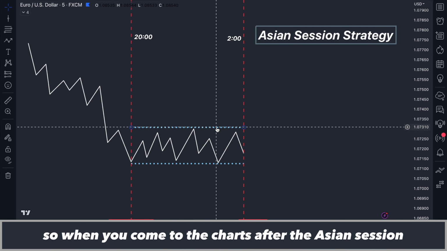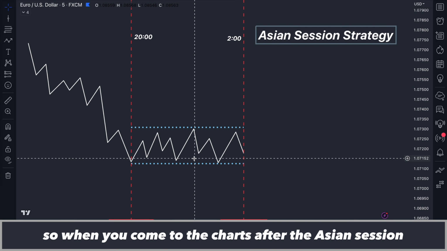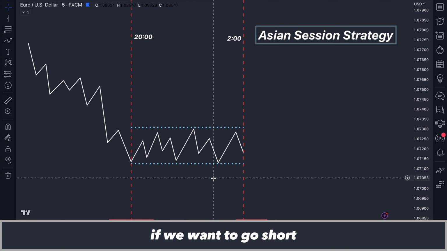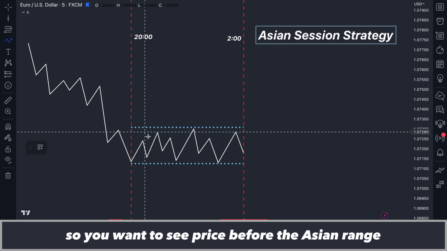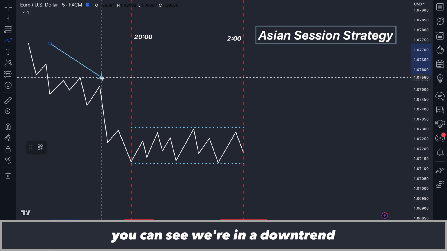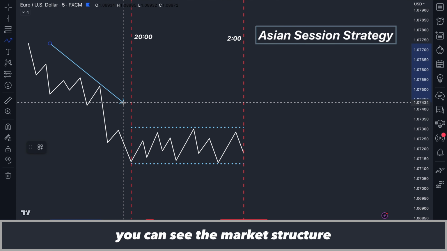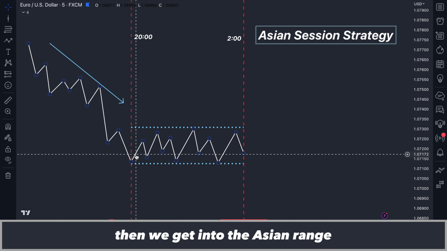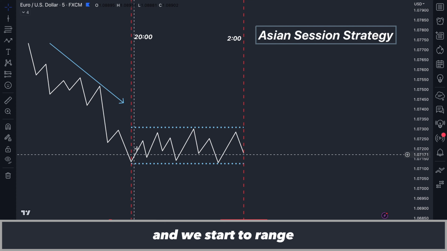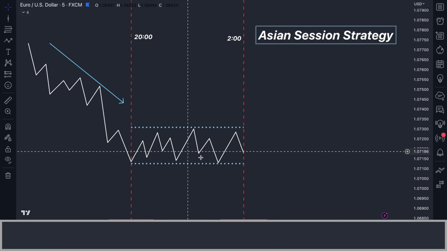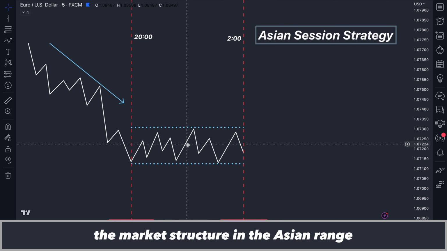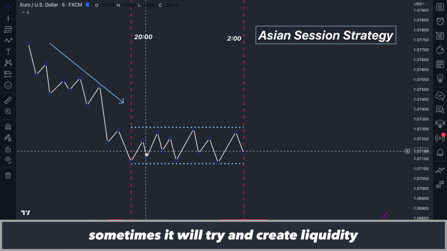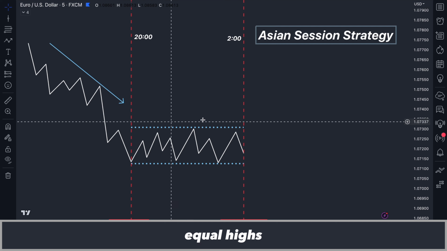And so when you come to the charts after the Asian session, you're going to be looking for a setup like this if we want to go short. So you want to see price before the Asian range. You can see we're in a downtrend, quite clear. You can see the market structure, it's all bearish, we're coming down. Then we get into the Asian range and the trend stops and we start to range. You can see the market structure in the Asian range will normally be quite flat. Sometimes it will try and create liquidity. You're going to have equal lows, equal highs.